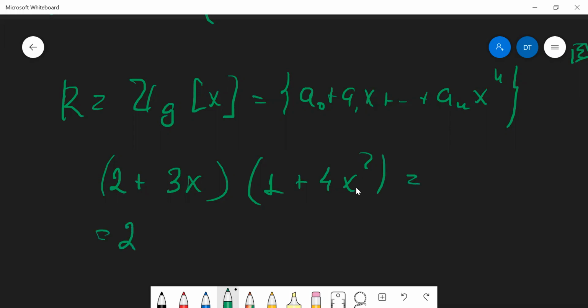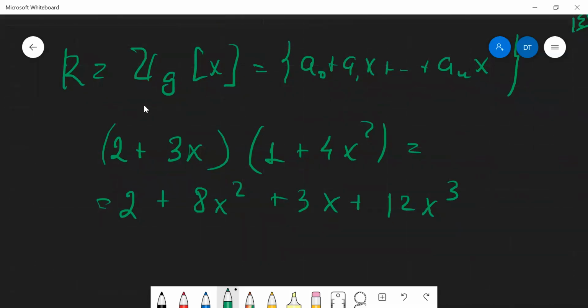2 by 1 is equal to 2, plus 2 by 4 is 8x squared, plus 3x, plus 3 by 4 is 12x cubed, and everything is done in Z9. Now you can reduce the result modulo 9, so it will be 2 plus 8x squared plus 3x plus, since 12 modulo 9 is 3, 3x cubed. So this is how to make computations with polynomials. When you want to multiply, you just apply the usual rules.